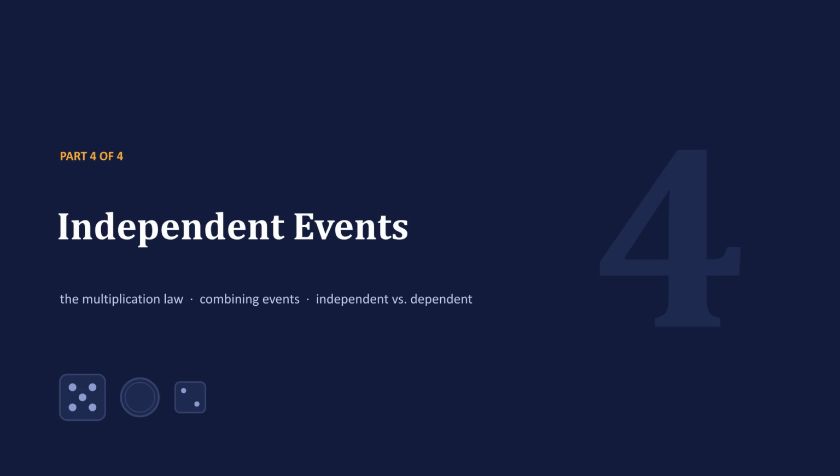Welcome to our final module, independent events. So far, we have analyzed one event at a time, but often, problems involve sequences like tossing a coin and a die together, or checking multiple components. When events do not influence one another, we use the elegant multiplication law. Let's finish this course strong.